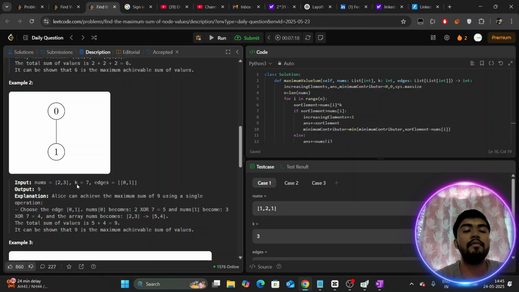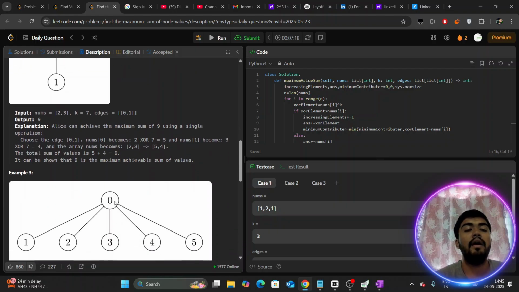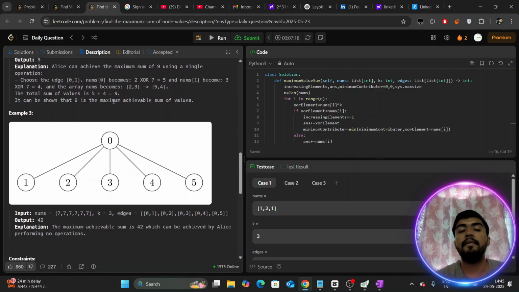Similarly, on this example test case, you can see that 2, 3, and 7 is given to us, and you can do the XOR of 2 XOR 7, it becomes 5, and 3 XOR 7 becomes 4, and that is the maximum. So 2, 3 has converted to 5, 4, and 5 plus 4 is 9. That is the maximum sum you can achieve.